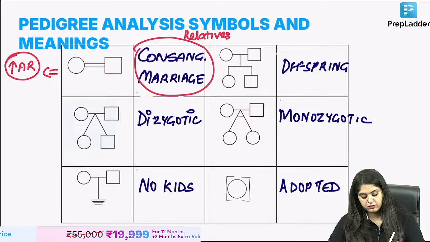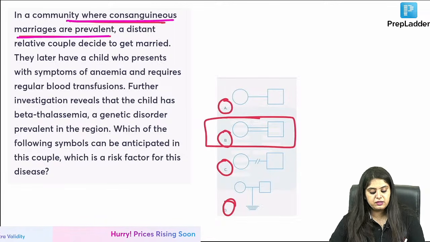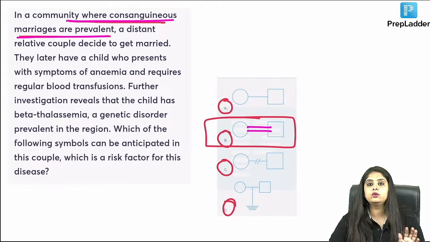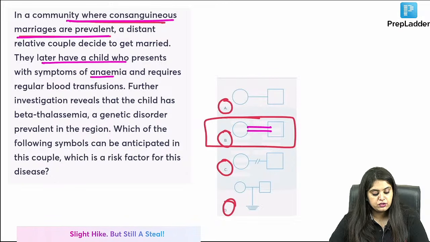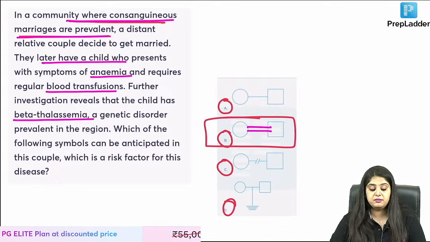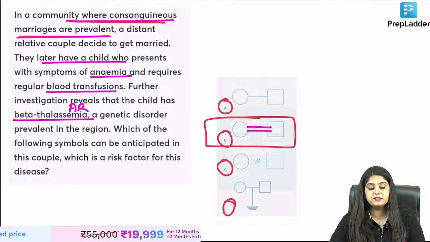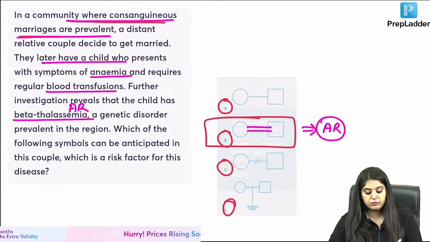And that is the first question that we had put up over here. In a community where consanguineous marriages are prevalent, I think all of you could understand that you had to pick the 2 line symbol. Now you can see the child is going to have features of anemia, requires blood transfusion. Further investigation shows that the child has beta thalassemia. Beta thalassemia is an autosomal recessive disorder. So consanguineous marriages put the child at a risk of autosomal recessive disorders.